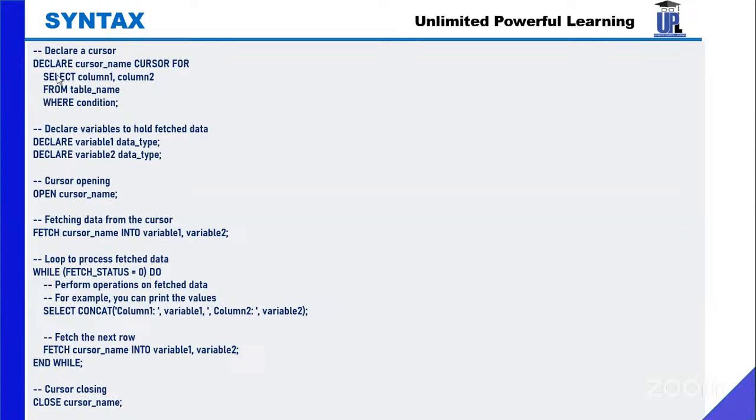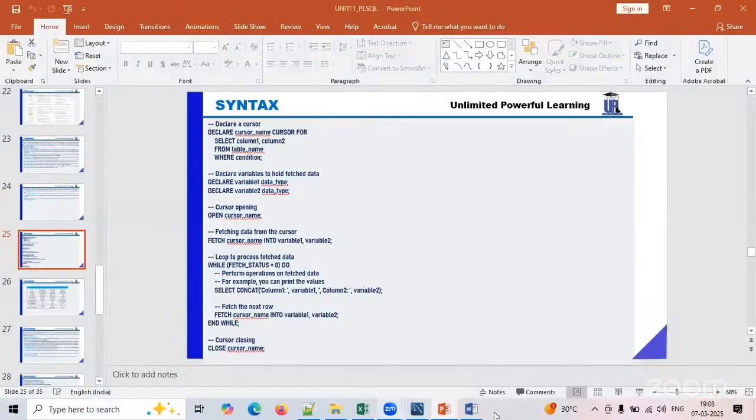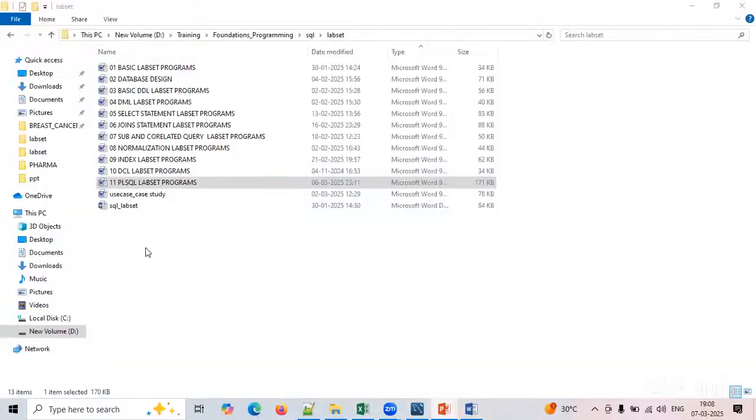What we are doing: first declare the cursor name. Some name should be given for the cursor, for select column1, column2 from which table and where condition. So first you have to declare the cursor. It is also one type of variable, so you just have to declare one variable. It may be a matrix. So maybe something, let me see. Cursor in images.